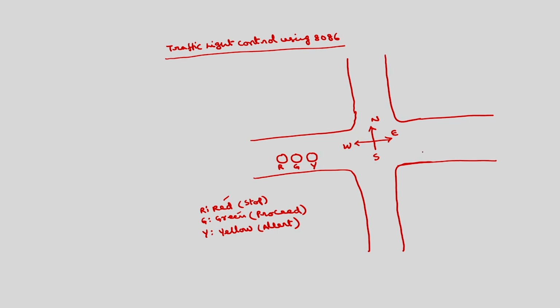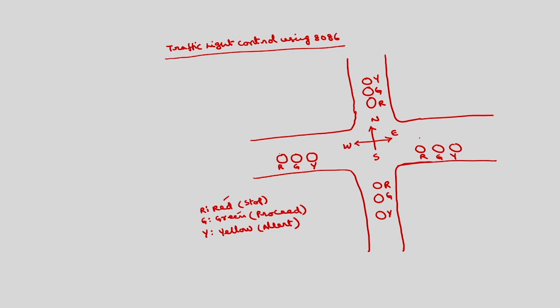Okay. Similarly, here also I am going to connect 3 lights RGY. Here also 3 lights RGY. Here also 3 lights RGY. Now you have to connect each light to one of the ports of 8255. It is up to you.